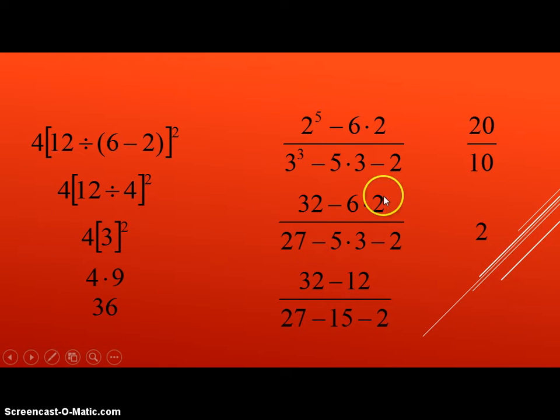So maybe a new little thing for you in the fractions: taking care of the numerators and the denominators and not dividing till the very end. Extremely important that you understand that.